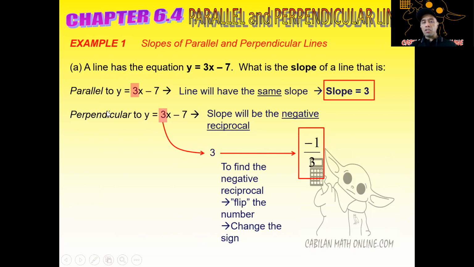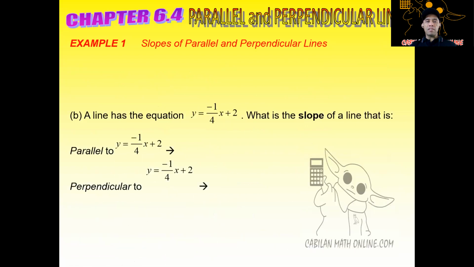So a line that is perpendicular to y equals 3x minus 7 will have a negative reciprocal slope, which will be -1/3. Okay, so I want you to take a look at the next question. Just pause this video for a moment, and I want you to do this next question over here.